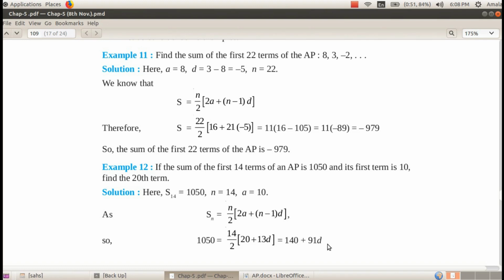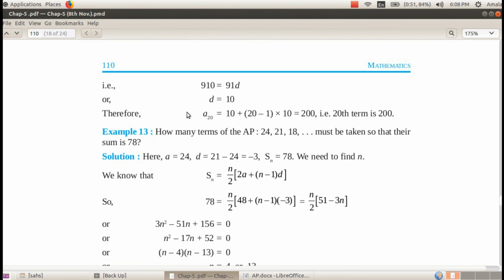In the next step, we can simplify the equation. 1050 equals 140 plus 91d. That is 1050 minus 140 equals 91d. That is 910 equals 91d. Therefore, d equals 910 divided by 91. The value of d is 10.